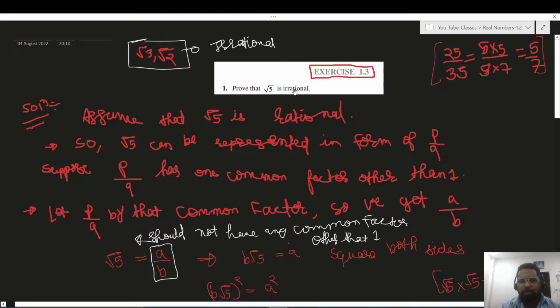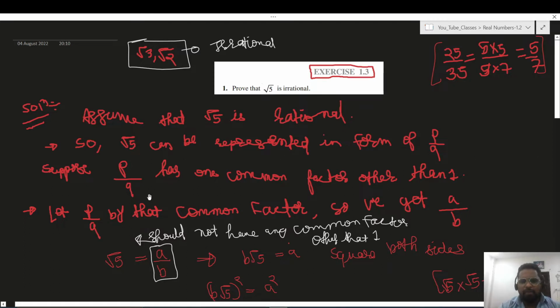Opposite to what is to be proved, we need to assume that root 5 is a rational number. If it is a rational number, then root 5 can be represented in the form of p by q. Suppose p by q has a common factor other than one.